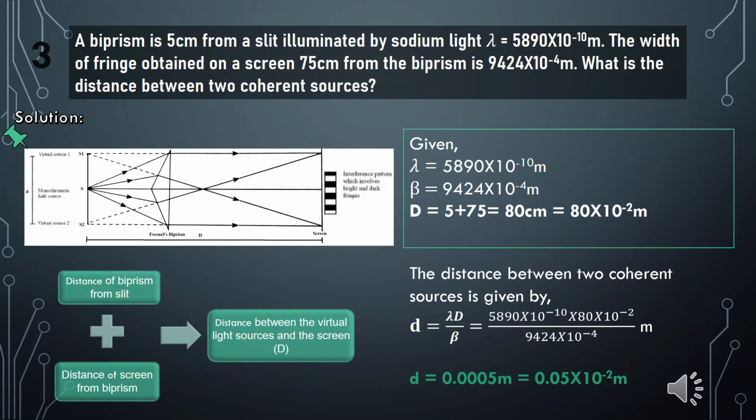The wavelength of the source of light is equal to 5890 into 10 raised to minus 10 meter, and the fringe width beta is equal to 9424 into 10 raised to minus 4 meter. So substituting in the expression for small d is equal to lambda capital D by beta, and simplifying we get the distance between the two coherent sources is equal to 0.05 into 10 raised to minus 2 meter.